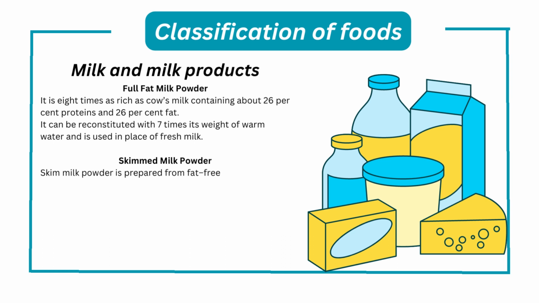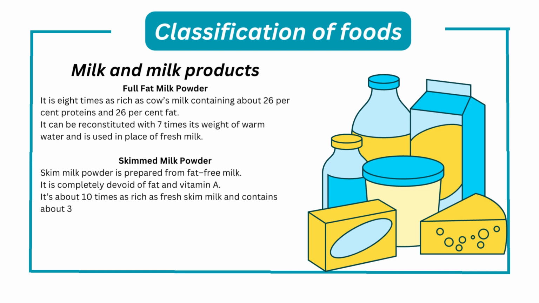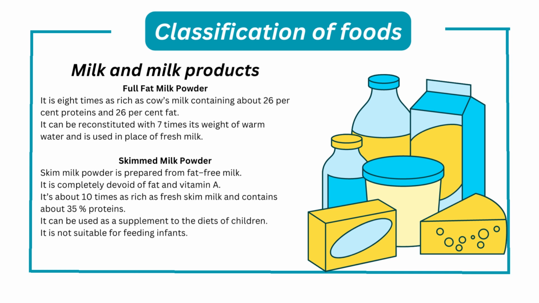Skim milk powder is prepared from fat-free milk. It is completely devoid of fat and vitamin A. It is about 10 times as rich as fresh skim milk and contains about 35% of protein. It can be used as a supplement to the diet of children.